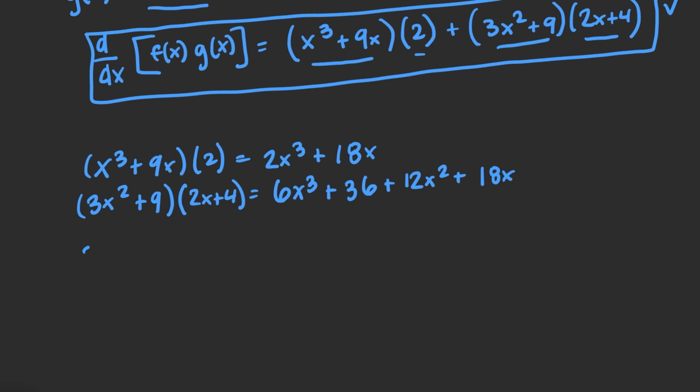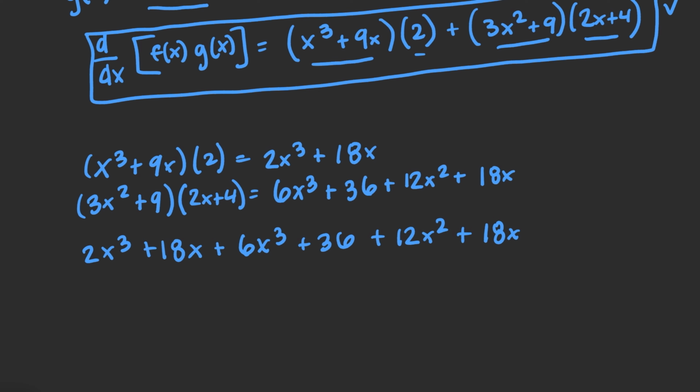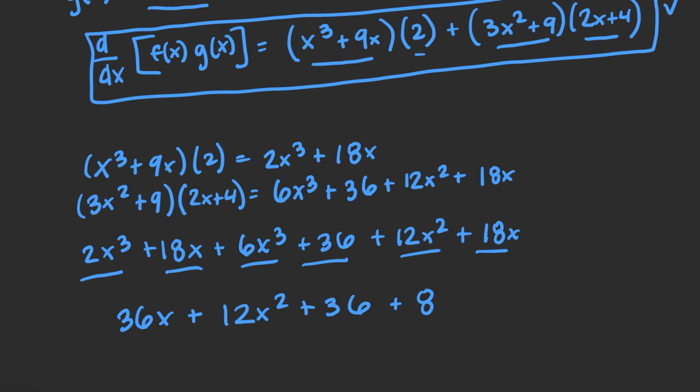Okay, so then together we would have 2x cubed plus 18x plus 6x cubed plus 36 plus 12x squared plus 18x. So then we can combine like terms. We have 18x and 18x, which would give us 36x. We have 12x squared with no other like terms, so we could just leave that as 12x squared. And then we have a 36 with no like terms, so we can just leave 36. But then we have a 2x cubed and a 6x cubed, which would give us 8x cubed.